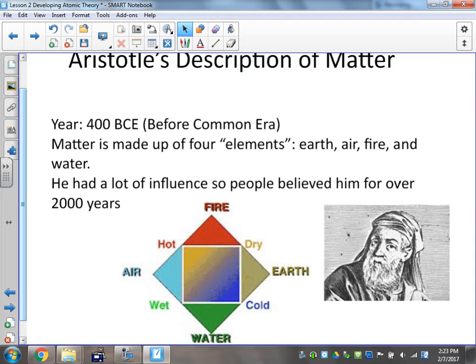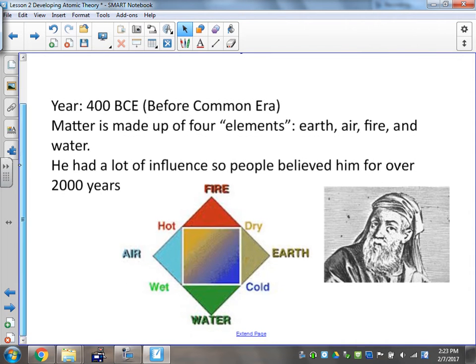And like I said, we talked about this actually before in the notes, right? He had a lot of influence on people. He was very famous. He's like, hey, everything's made up of earth, air, fire, and water. And people are like, okay, he knows what he's talking about. Let's go with this guy. So he had a lot of influence, and so people believed him for over 2,000 years. Okay, that's how much people respected him, basically. So Aristotle, 400 BCE, and he said that matter is made up of 4 elements: earth, air, fire, and water.